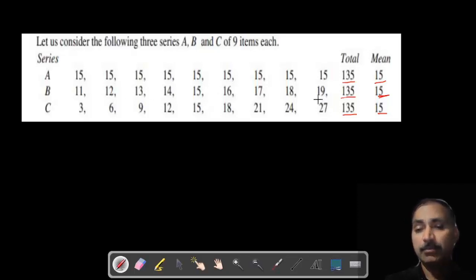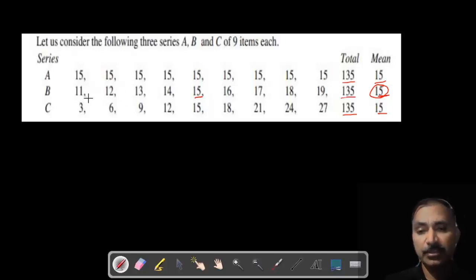11 to 19 numbers are given, that is 9 numbers are given. If we add, it is coming as 135. Now, if you look at the deviation from a particular point, that is mean, here the mean is 15. If you look at this one, there is a 1 increase, 2 increase, 3 increase, and 4 increase on the positive side. Similarly, there is a decrease of the numbers from the center line 1, 2, 3, 4.